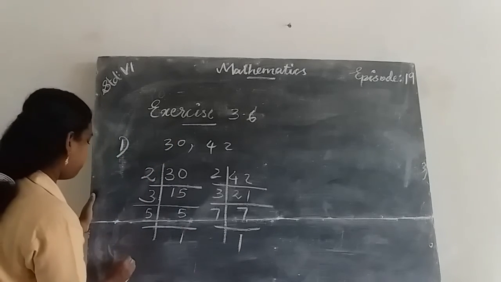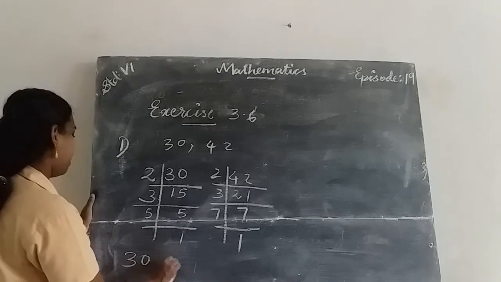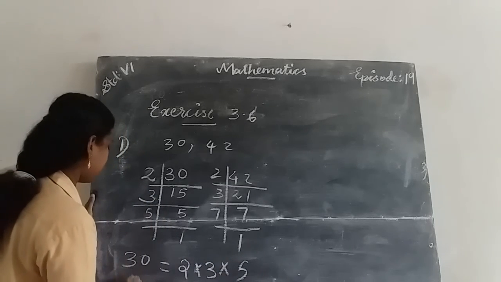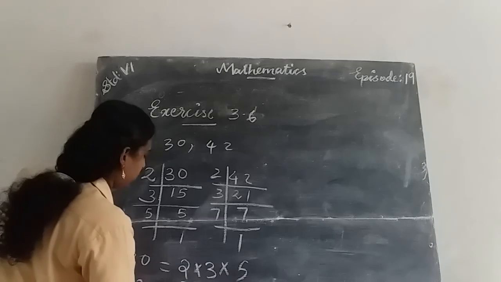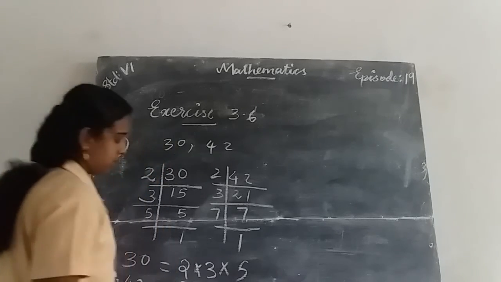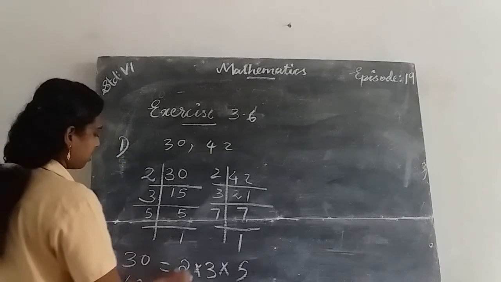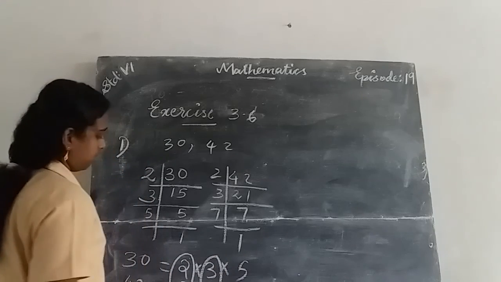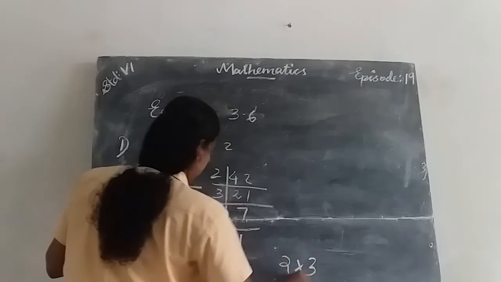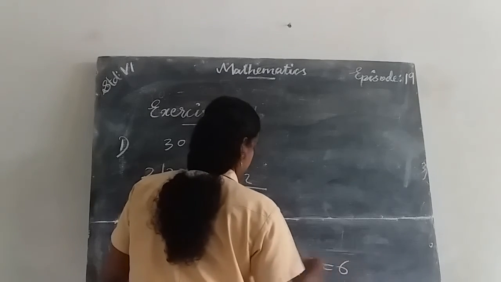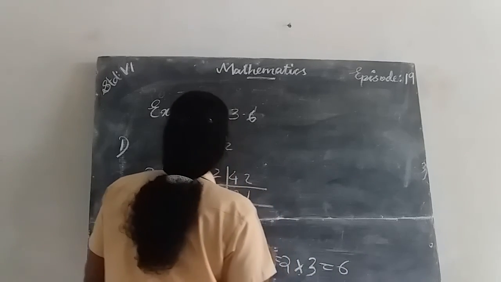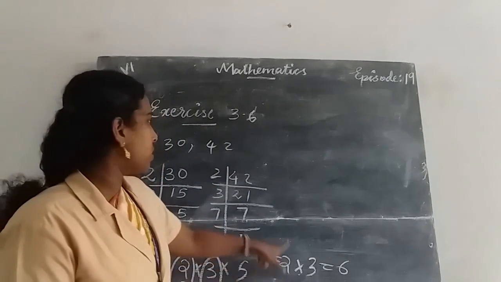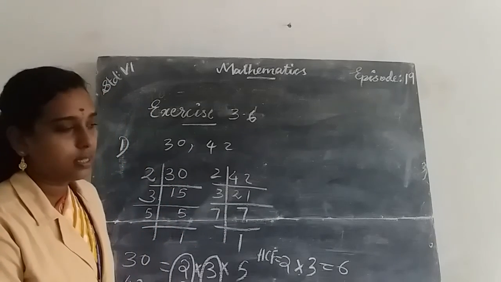So here the prime factorization of 30 is 2 into 3 into 5, and the prime factorization of 42 is 2 into 3 into 7. Here the common numbers are 2 and 3. So we take the product, 2 into 3, we get 6. So HCF, the highest common factor of 30 and 42, is 6.